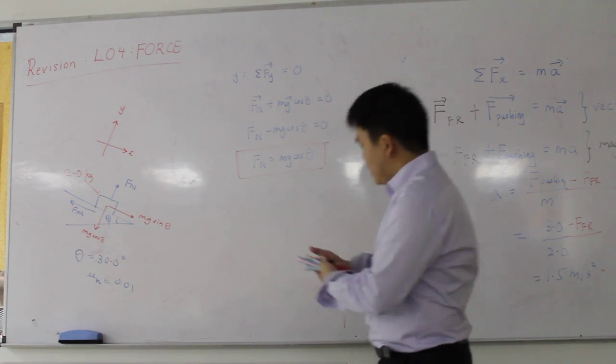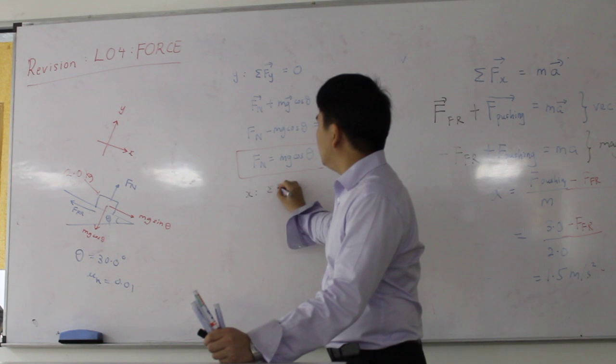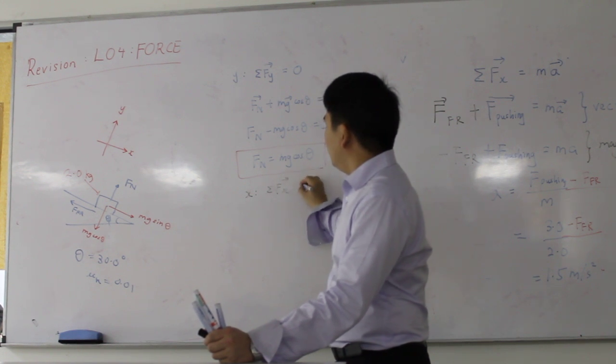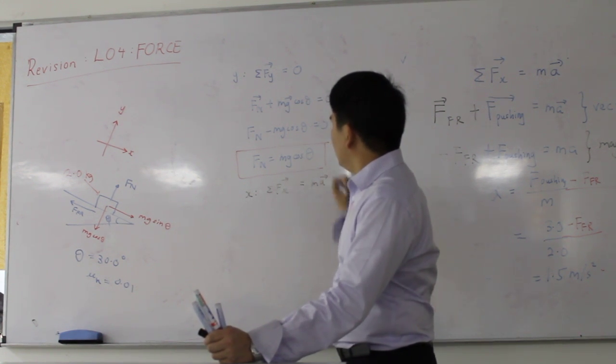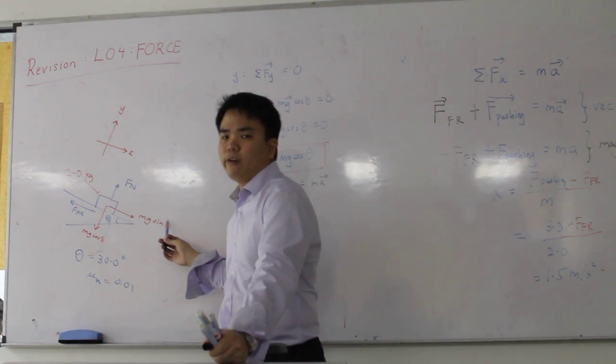Let me move to the second part, for the x-axis or x direction. Sigma Fx equal to ma. We consider positive if it is moving to the right.